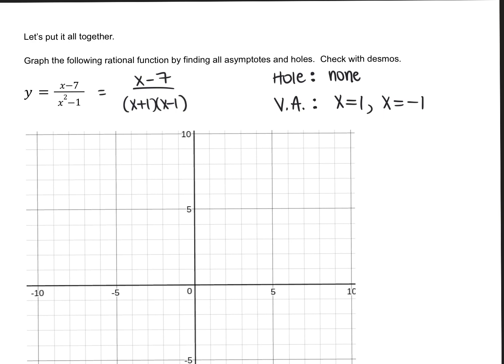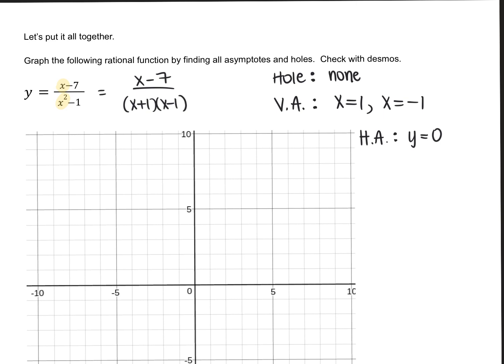Next, we're going to determine whether or not we have a horizontal asymptote or a slant. So the degree of my denominator is 2. The degree of my numerator is 1. So the denominator is greater. So I have a horizontal asymptote, specifically at y equals 0.